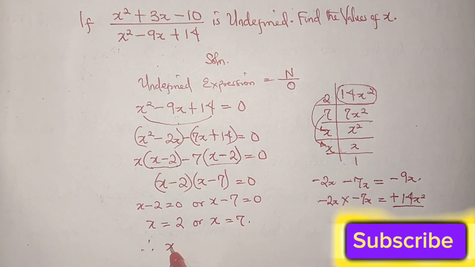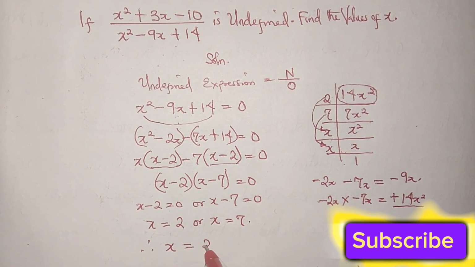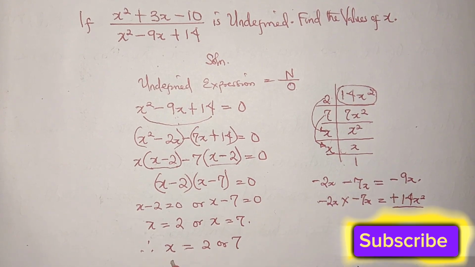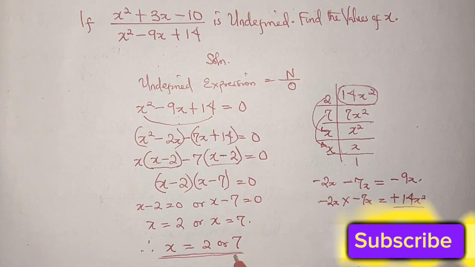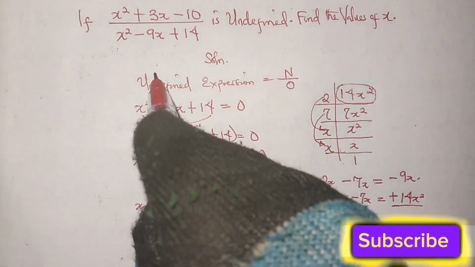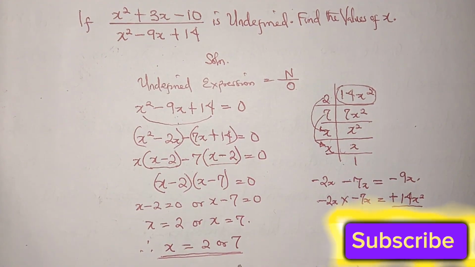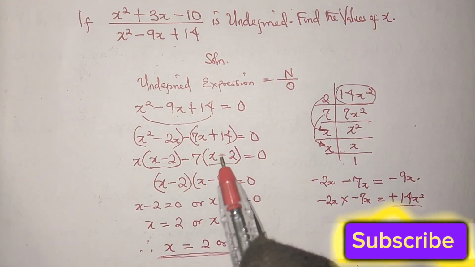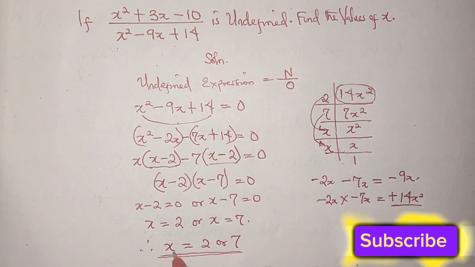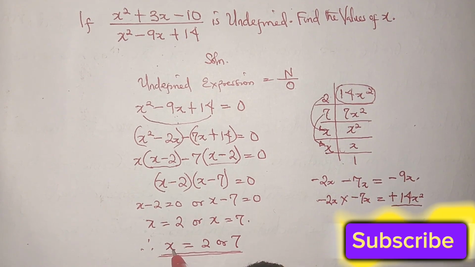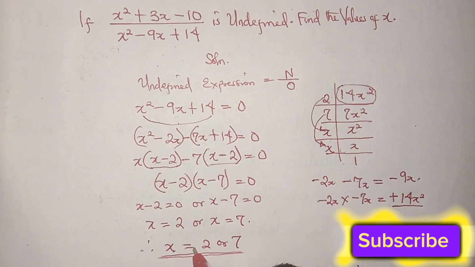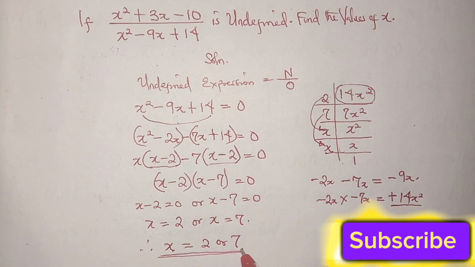Therefore, the value of x equals 2 or 7 to satisfy the equation where this whole expression is undefined. And for this expression to be undefined, our x must be equal to 2 or 7.